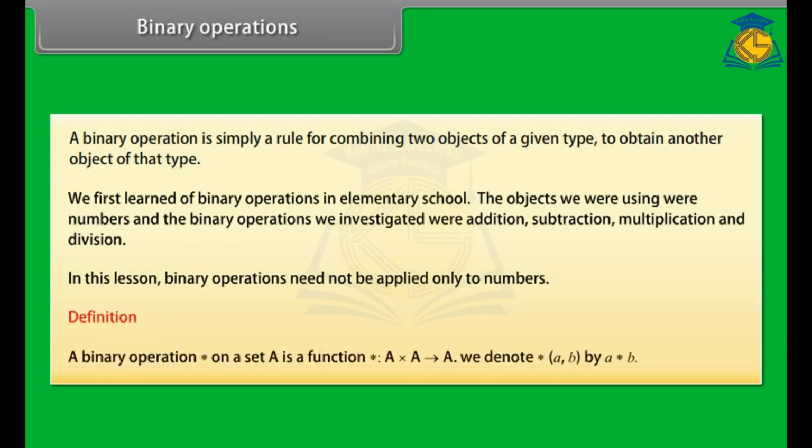Definition. A binary operation star on a set A is a function star from A cross A to A. We denote star of A comma B by A star B.